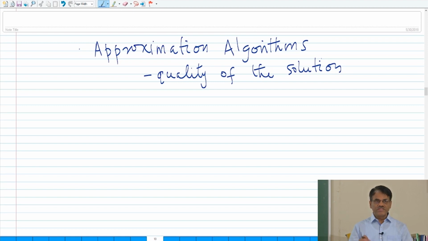Okay. Now this is a challenge because I don't know how to compute the optimum, because the optimum computation is an NP hard problem, but we will use some bounds and we will try and argue and come up with the quality, how close to the optimum the solution is. Okay, so this is the big challenge. There are at least 2-3 books on the whole area of approximation algorithms.